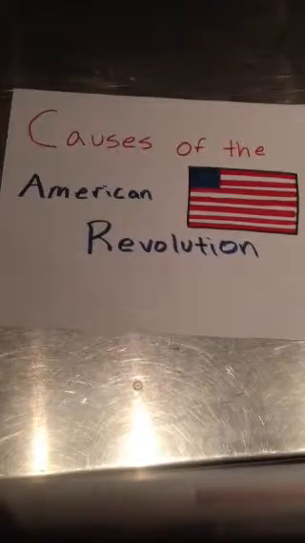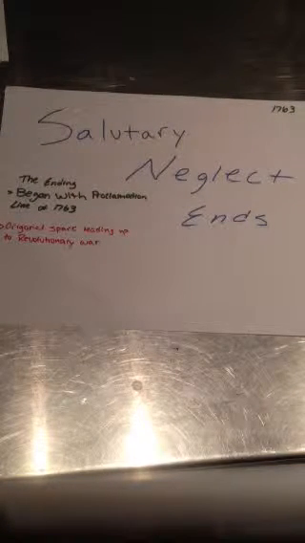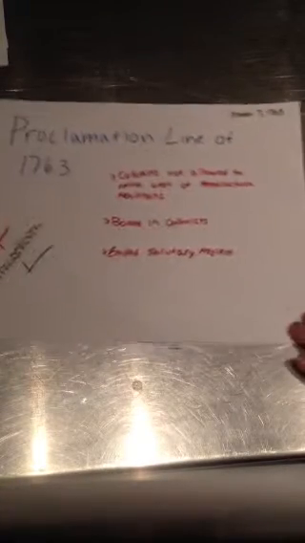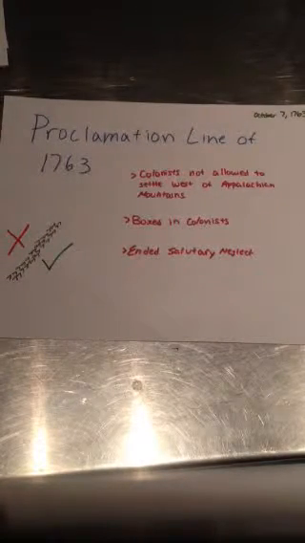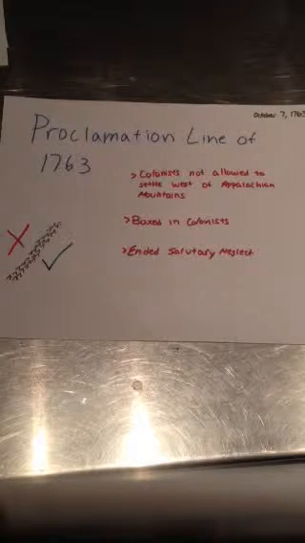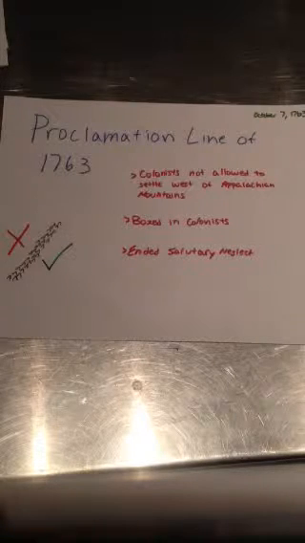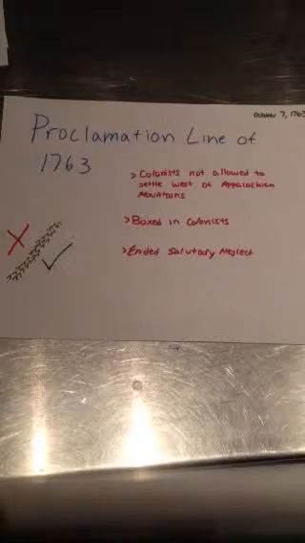The causes of the American Revolution. Salutary neglect ended with the Proclamation of 1763. The Proclamation of 1763 was put on us by the British, and it said that the colonists couldn't go west of the Appalachian Mountains, and we didn't really like this because it made us start to feel boxed in.